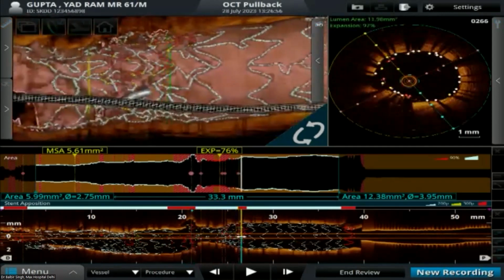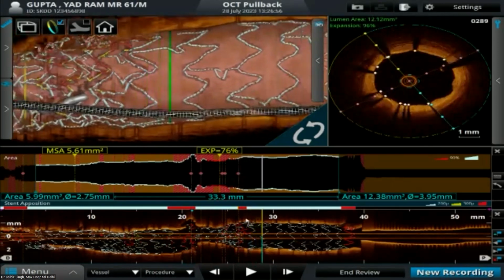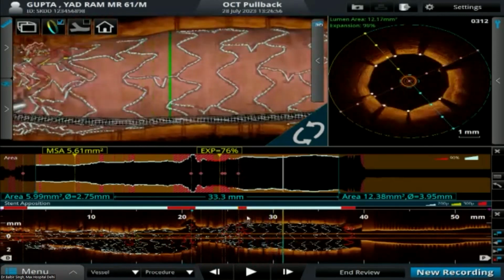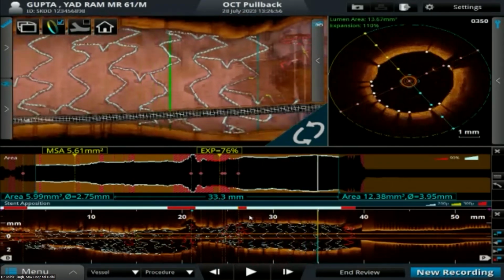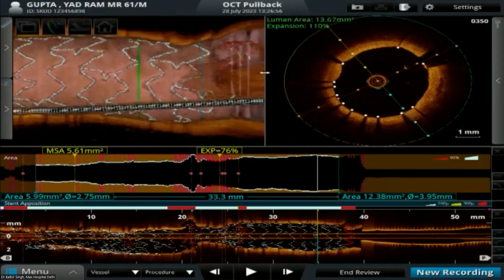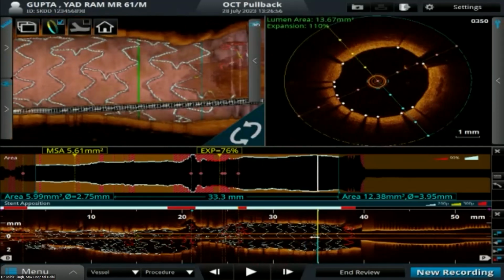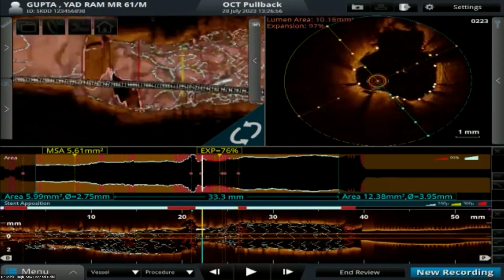So this is the final picture. You see good areas as we go down, 12.5, and we go up to an area of around 14, also 13.5 in this. So reasonably good expansion in the proximal part. There is some calcified nodule causing some bulge on that part, but with the area of around 10, 11, I think I'm quite okay with that.